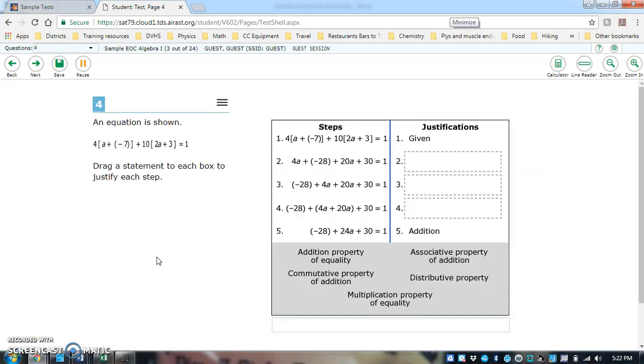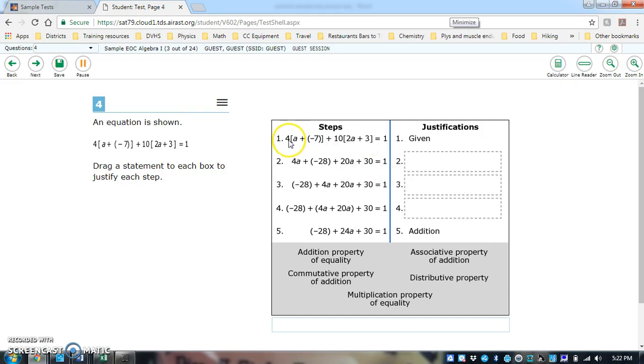All right, problem number 4. This is just determining what we've done going from step 1 to step 2 and giving a justification for it. In step 1, we have 4 times (a minus 7) plus 10 times (2a plus 3) is equal to 1. In step 2, we end up with 4a minus 28 plus 20a plus 30 is equal to 1.